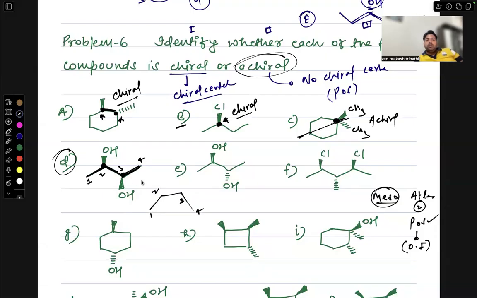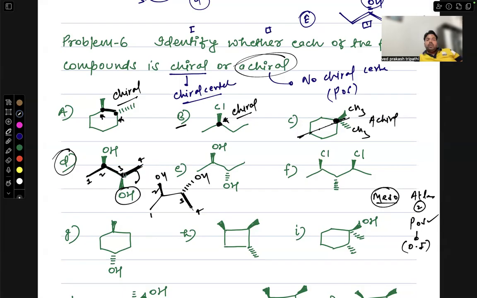Now number 2, OH would be wedge. But I am going to rotate this one here. So if this bond is going down, this bond is going down. So the OH on the wedge here is on the downside, so it would be dash on the upside like this. Try to learn the rotation here. This is a very important concept.